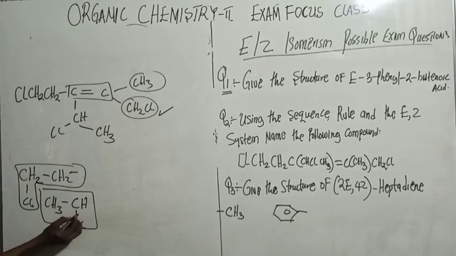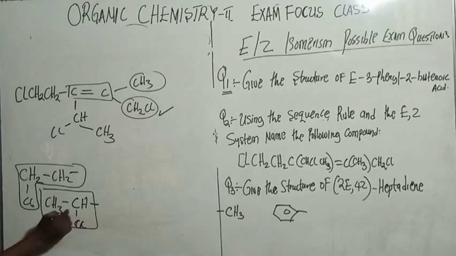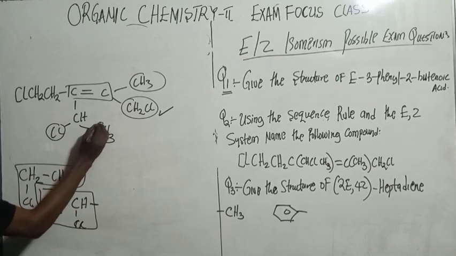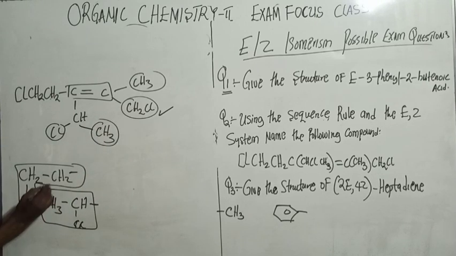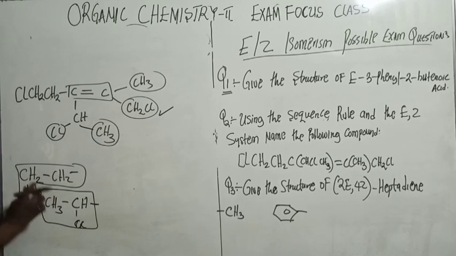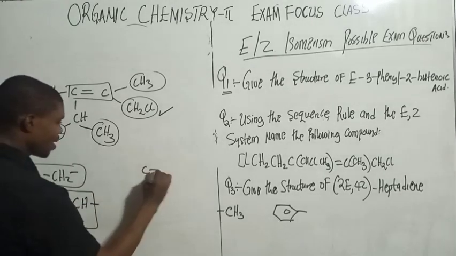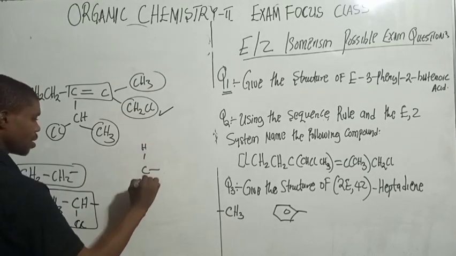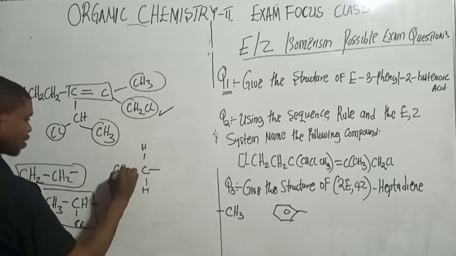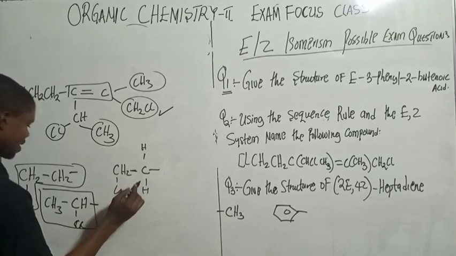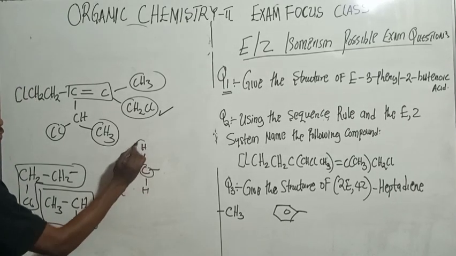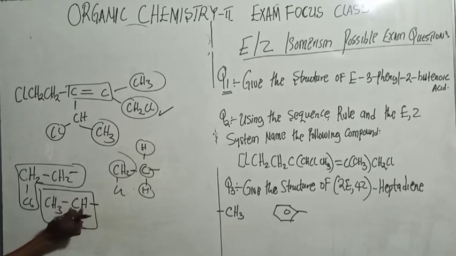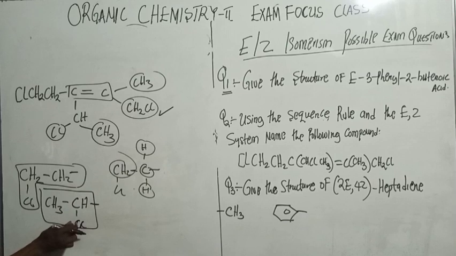Now, this one has chlorine at the first carbon. Do you get that? This carbon atom has a chlorine and a methyl group, right? But this one, if you check, has hydrogen. It has CH2 and Cl. So let me say this one has two hydrogens and one carbon, and this one has one hydrogen, one chlorine, and a methyl.